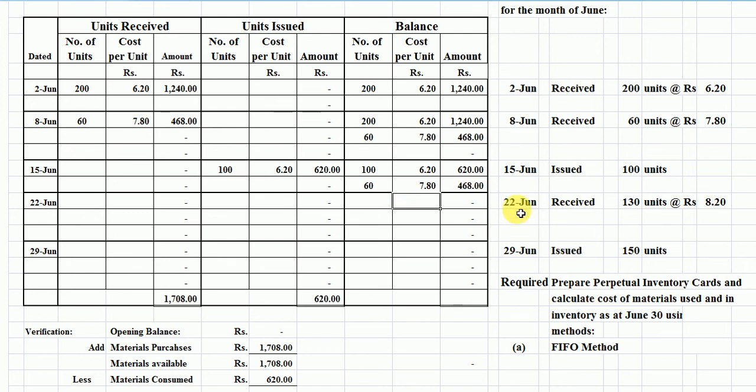Now the second transaction is 22nd June, received 130 units at the rate of rupees 8.20. This is the purchase. Now we move to the purchase column and record this transaction here. 22nd June, 130 units, the rate is 8.20 rupees. Students, the amount is 1066 rupees.